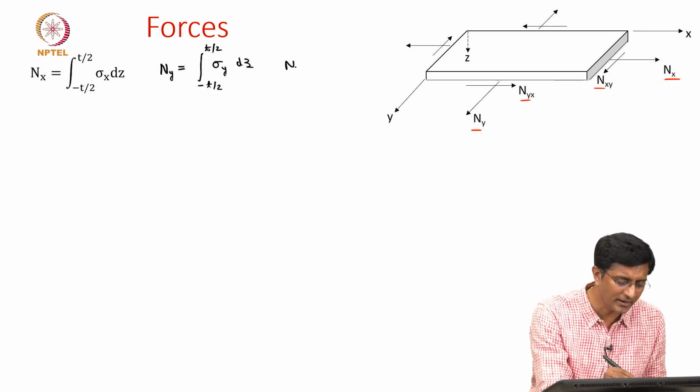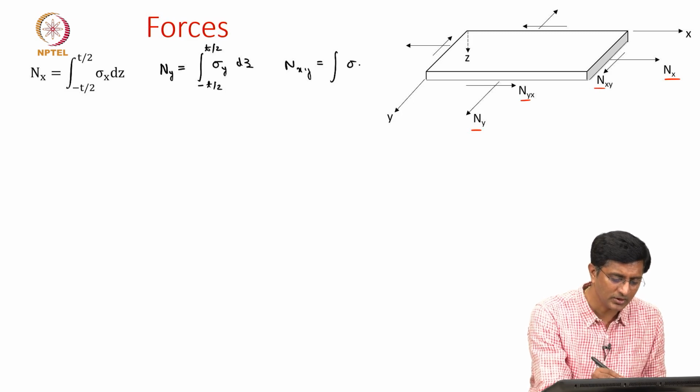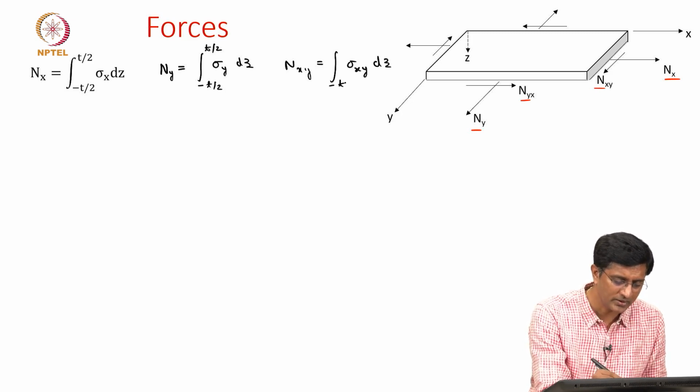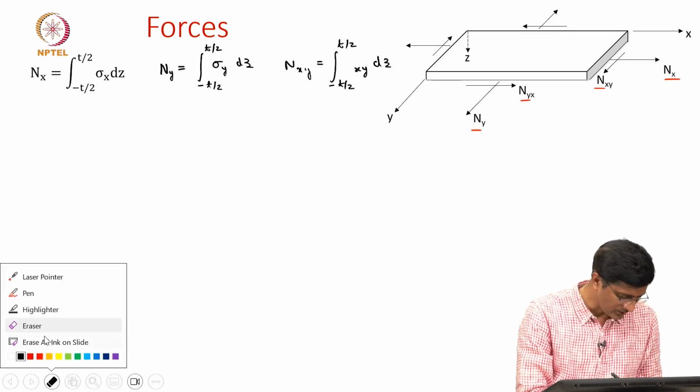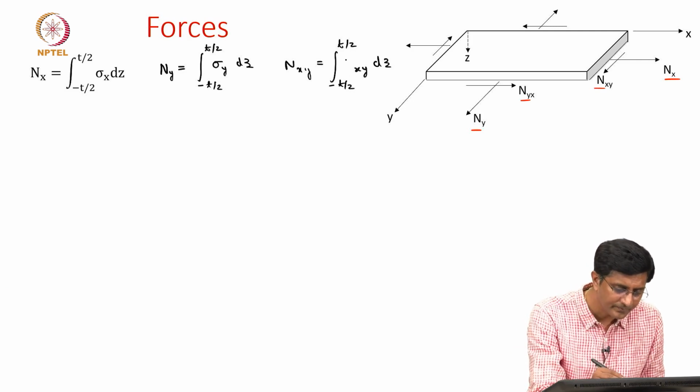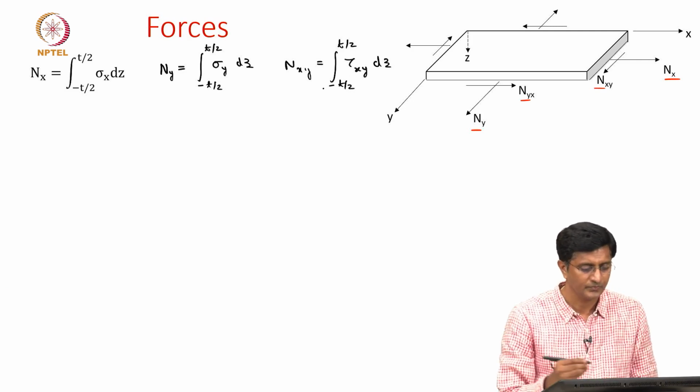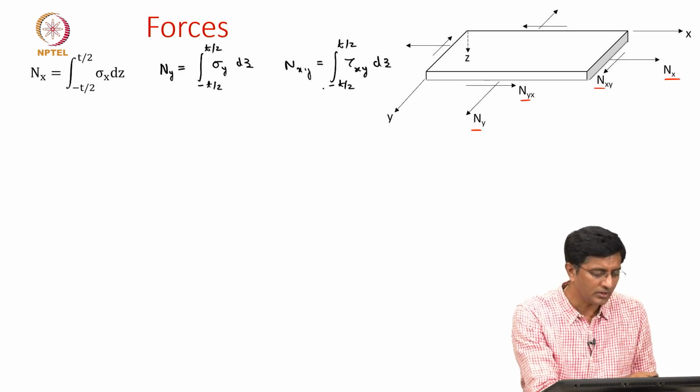And similarly nxy can now be written in terms of the stresses sigma xy or tau xy times dz, going from minus t by 2 to t by 2. So let's write it in terms of tau instead of sigma. Okay. Now we have the definitions for nx, ny and nxy.